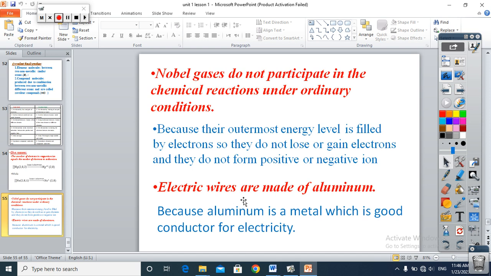Electric wires are made of aluminium. Why? Because aluminium is a metal which is a good conductor of electricity. Okay. It's not an important one, but noble gases don't participate, it's a very important question. Noble gases don't participate in chemical reactions under ordinary conditions because their outermost energy level is completely filled with electrons.